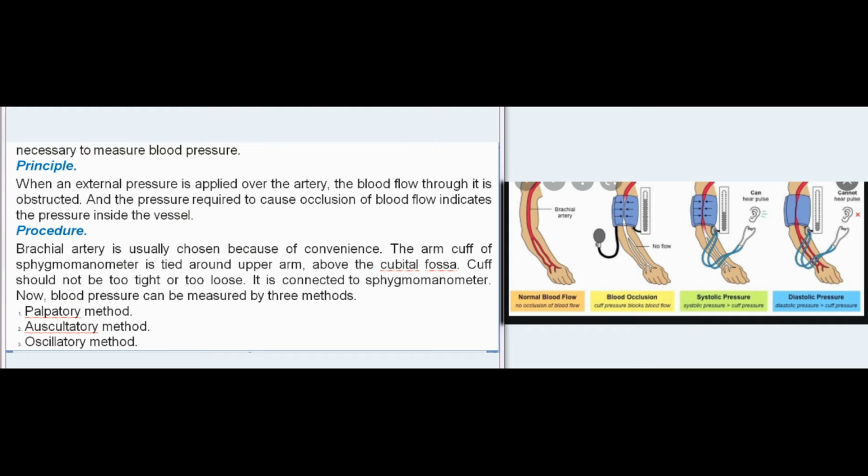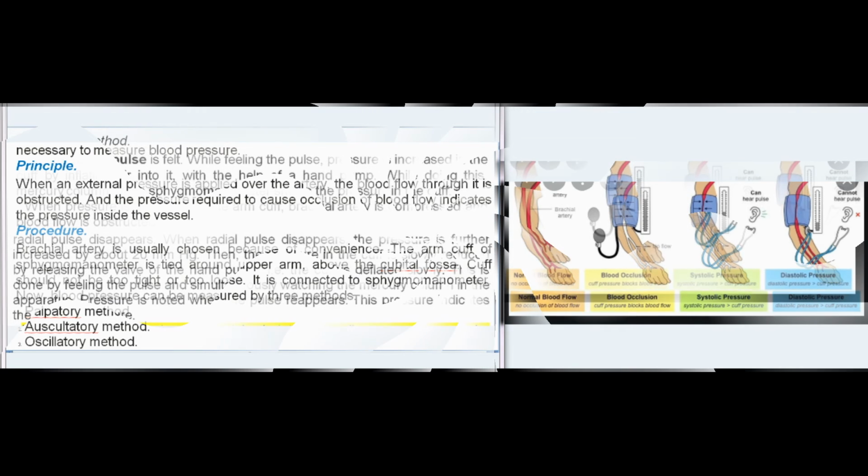Procedure. Brachial artery is usually chosen because of convenience. The arm cuff of sphygmomanometer is tied around upper arm, above the cubital fossa. Cuff should not be too tight or too loose. It is connected to sphygmomanometer. Now, blood pressure can be measured by three methods: palpatory method, auscultatory method, oscillatory method.